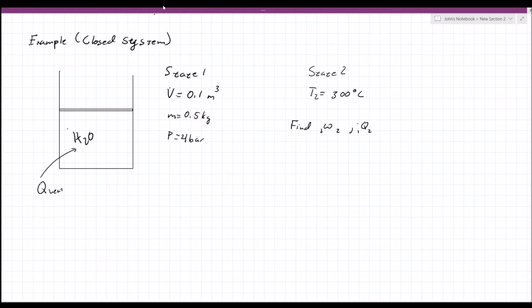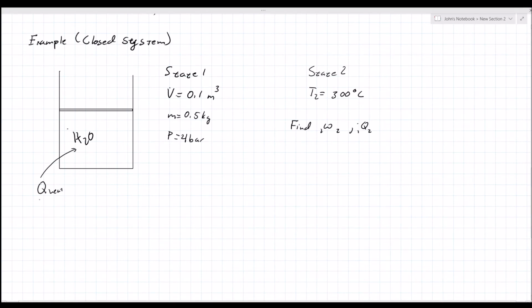Hello everyone, here will be our first example of using the first law of thermodynamics, and we shall be doing a closed system. So I have here a piston, and beneath the piston is some water that I'm heating up. At the beginning, my water has a volume of 0.1 meters cubed, a mass of 0.5 kilograms, and a pressure of 4 bar. And my final state will be a temperature of 300 degrees Celsius. I want to know what is the work done by the fluid and what is the heat.